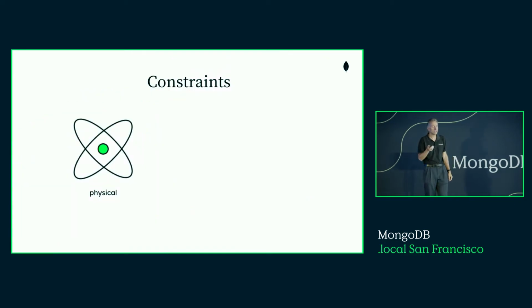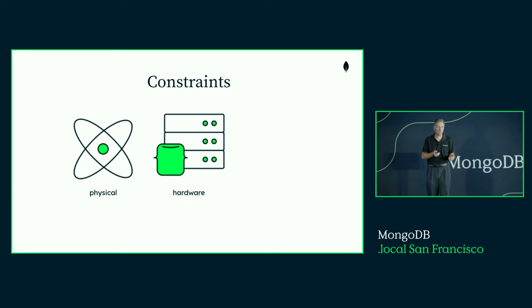So what are such constraints when we build a system? Well, you have physical constraints. The network speed is not infinite. Putting data in one location and having users from around the world trying to access it is going to be slow, so it's something you need to care for.